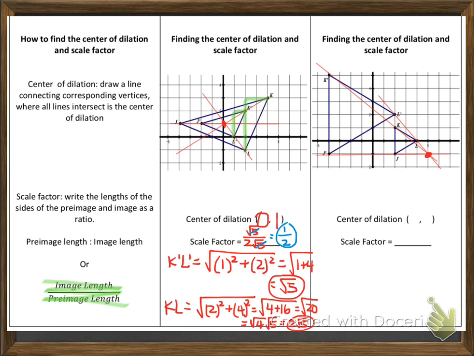So almost done here. We're finding the center now of our last example, so make sure you use a ruler, connect those points that go together, and we see that all the lines intersect at -1, 5.